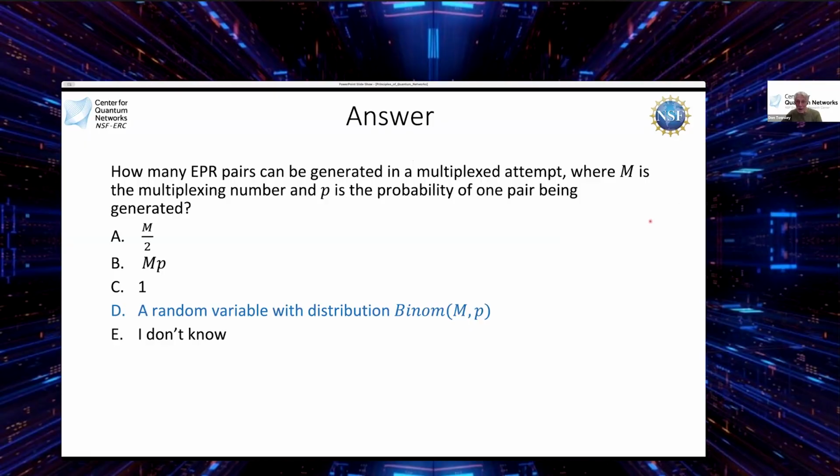Okay, so the answer is that it's a random variable, binomially distributed, where M is the population and P is the probability of success. I see about 40% of you got that. Half of you wrote down M times P. It turns out that that's the average number that get generated, but it's not the actual number. The actual number is really random. It depends on the fact that each of them has a probability P of success.